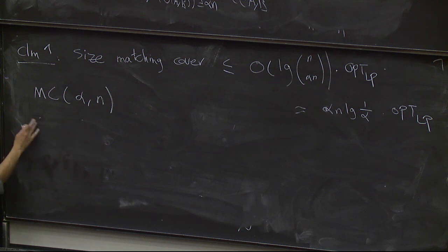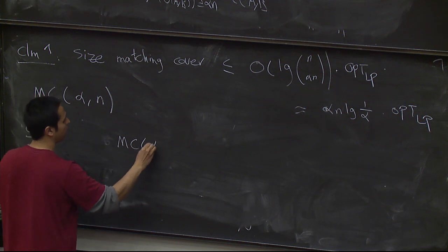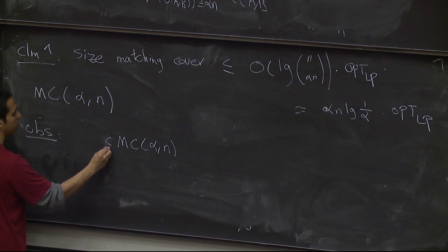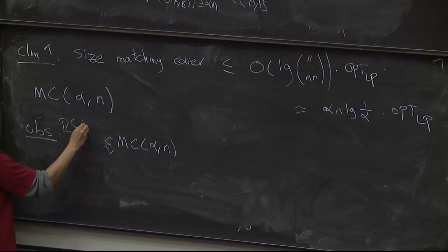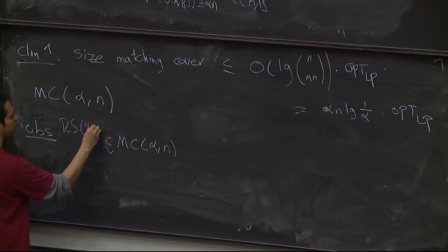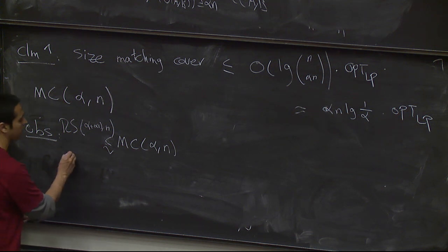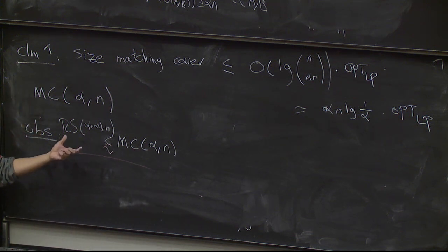Okay? Let's do first a simple observation. MC of alpha and n is larger than or equal to, up to some constant, RS of alpha n and alpha plus a small o of 1 and n. So first, matching cover is slightly larger than the RS graph. Okay, does someone see this?